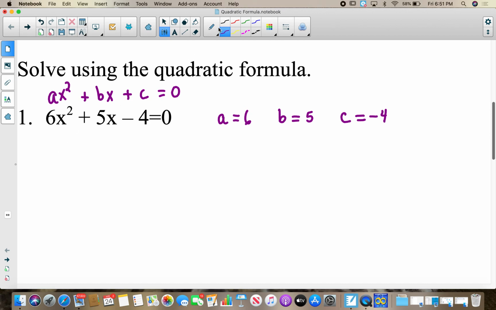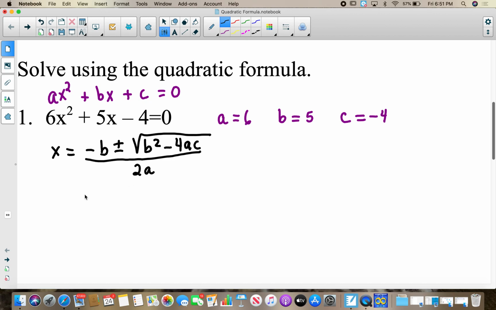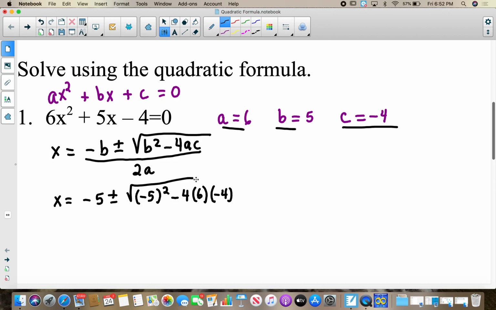So now we're going to take our formula. The value for x is equal to negative b plus or minus the square root of b squared minus 4ac all over 2a. And all we're going to do right now is plug those numbers in, the a, b, and c that we have up here. So it starts off as negative b. Well, b is 5, so I'm going to write negative 5 plus or minus the square root of negative 5 in parentheses squared minus 4 times 6 times negative 4. And that's all over 2 times 6, which is 12.